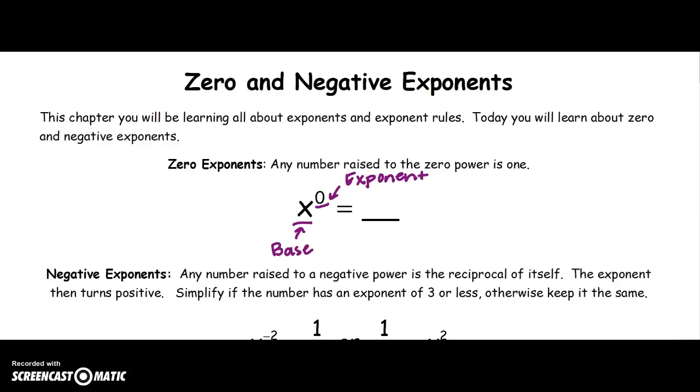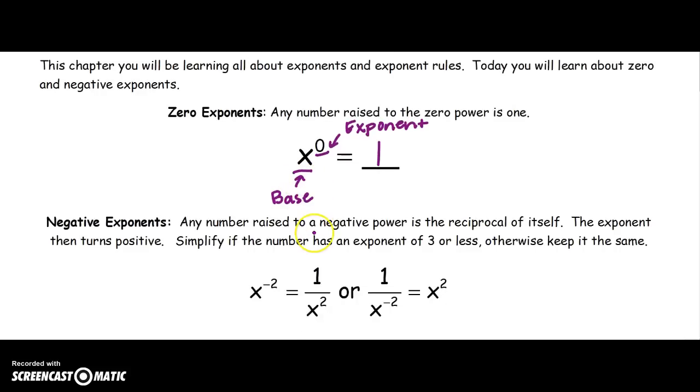Now, the first rule is that if you have a zero exponent, which is any number raised to the zero power, like given here, the answer is 1. It doesn't matter if it's a variable. It doesn't matter if it is a number. It is 1.